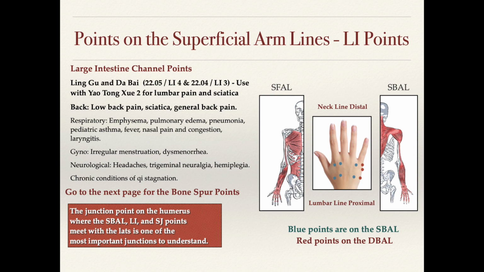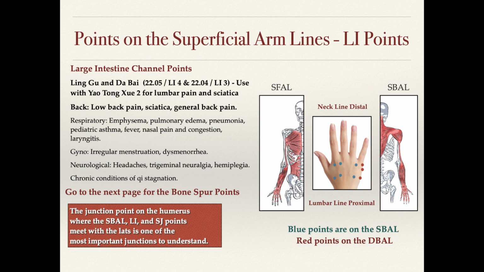But we need to understand, too, that I've put an image of the superficial front arm line here. So as we needle the large intestine points like Ling Gu and Da Bai, it's sending this signal up in this area of lung 3 and lung 4. And then from there, the signals are getting sent over to the latissimus attachment as well as to the attachment of the pectoralis major. So this likely plays some role in its role in treating lung conditions.